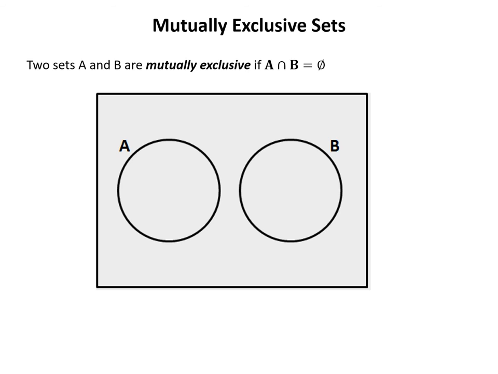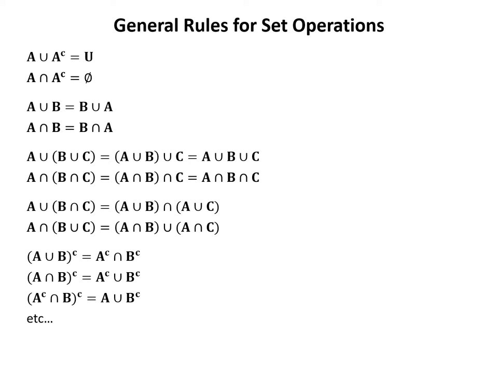Now, two sets A and B are said to be mutually exclusive if the intersection between them is the empty set, or in other words, if there's no intersection. The Venn diagram here on this slide shows us what two mutually exclusive events would look like. There's no intersection between A and B, so we call that mutually exclusive.